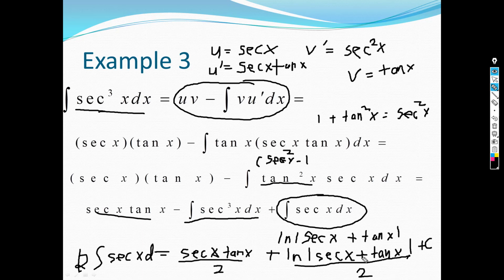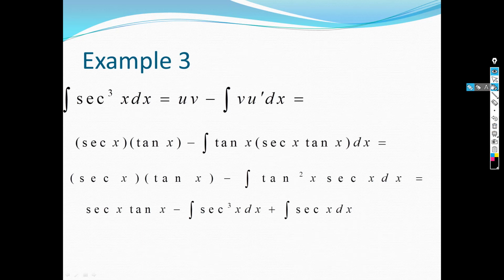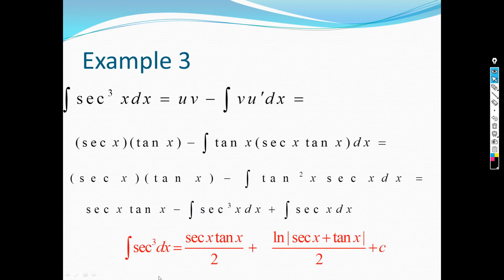Okay, so let me clear this. And there it is again. So the integral of secant cubed dx is equal to secant x tangent x over 2. You can put this as the coefficient of 1/2. I have it this way. Your choice. And then over here, ln of secant x plus tangent of x, plus c. That's your solution. Okay. Thanks for watching, and we'll see you in the next video.